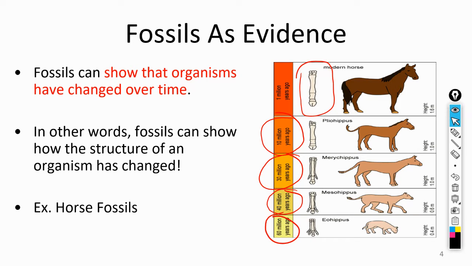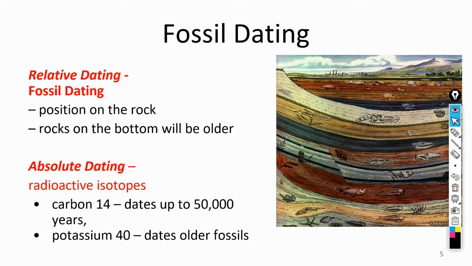Even though there are gaps in the fossil record, it does allow us to compare organisms that lived in different time periods and see how certain structures have changed over time. To know how things have changed and in what order or sequence they have changed, we have to date those fossils. And we do this in a couple of different ways.